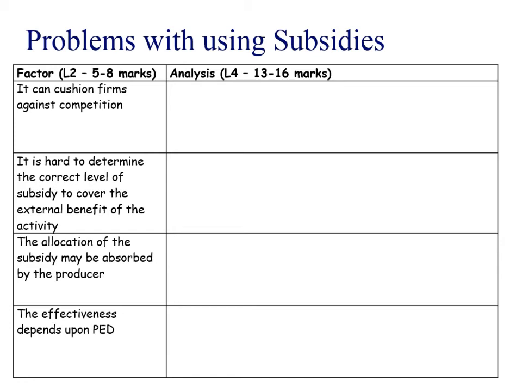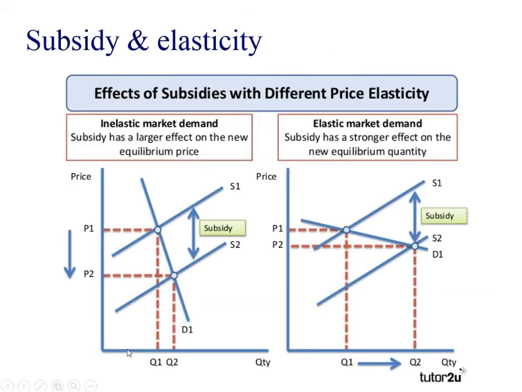And the effectiveness is also going to depend upon price elasticity of demand. I think I've got two diagrams here. When we're looking at price elasticity of demand, we're looking at subsidies, we're trying to solve underconsumption. So what we're really interested in is how much it can affect the equilibrium quantity at the bottom. Here we have the same size subsidies, but we can see that when demand is inelastic, it's far less effective than when demand is elastic. So price elasticity of demand will have an effect on the effectiveness of your subsidy.